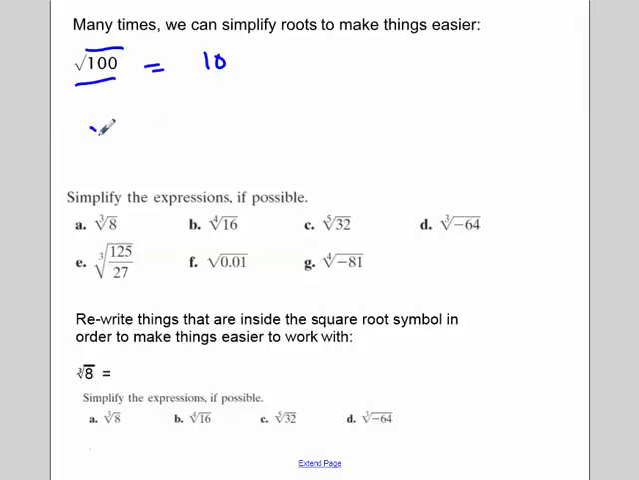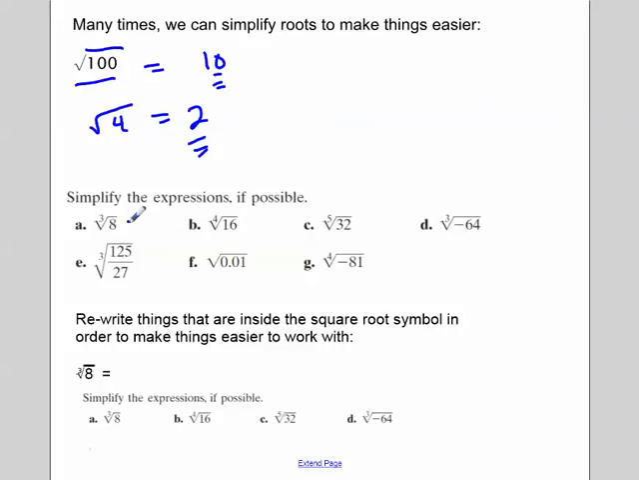4 is a perfect square because square root of 4 is 2. It's a perfect number that comes out. The square root of 100 is 10, and that's an exact number, so that's a perfect square. 100 is a perfect square. 4 is a perfect square. So let's take a look at some of these.